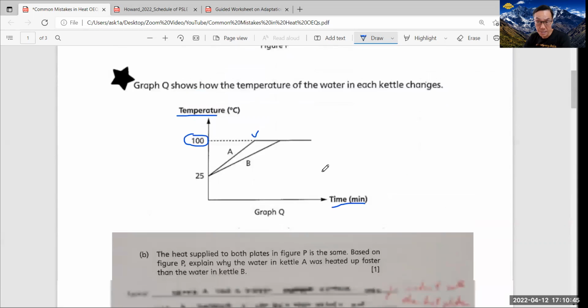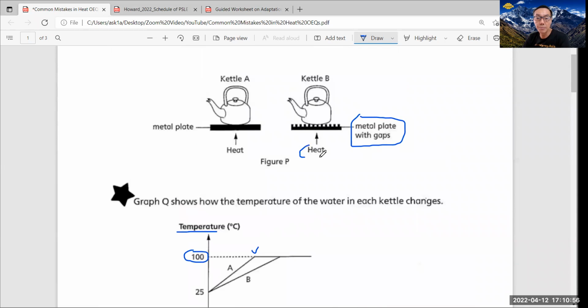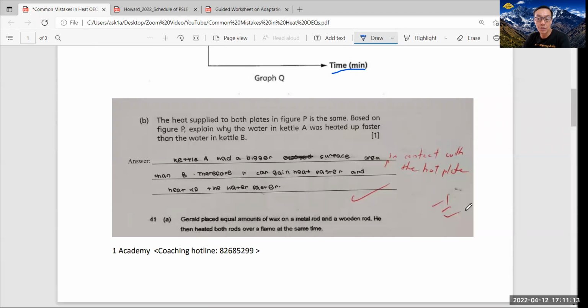What the student lacks is this part is missing. Kettle A had a bigger surface area in contact with the hot plate. So this is the heating plate or the hot plate. As you can see, there are gaps. So in other words, the kettle A here has more surface area in contact with this heating plate than in here because of the presence of air gaps. So the student will lose half mark if we use linear marking. If the marking is strict, the student will get 0 mark.